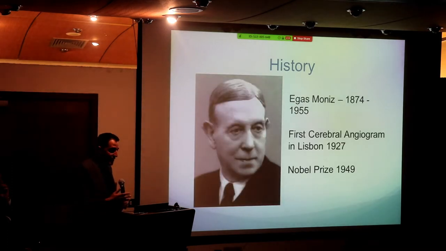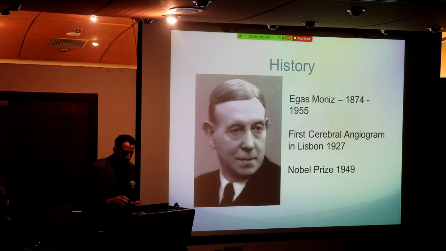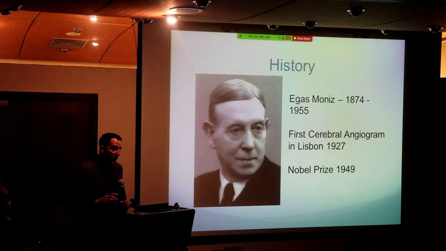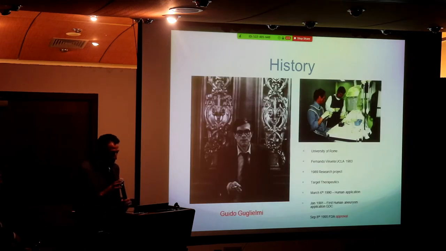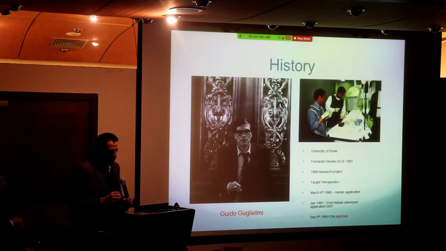Before that, the first cerebral angiogram was done in Lisbon, Portugal, in 1927. He was actually a neurologist, Egas Moniz, and he did get a Nobel Prize, but not for that. He worked on the theory of frontal lobectomy, and that's what he got his Nobel Prize for, but he is credited with the first cerebral angiogram. However, moving forward to the current era, the first time we started thinking about coils and detachable coils, this Italian physician, Dr.